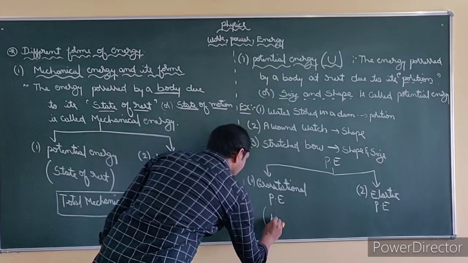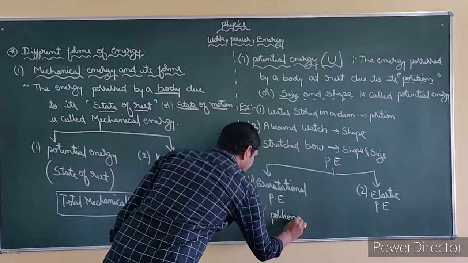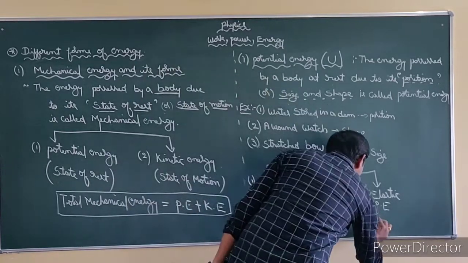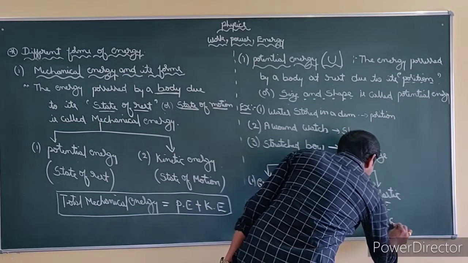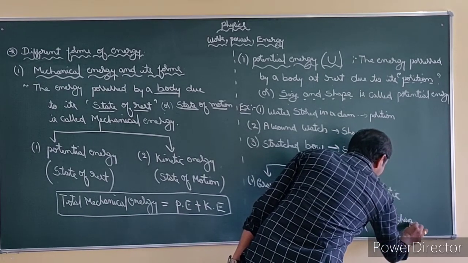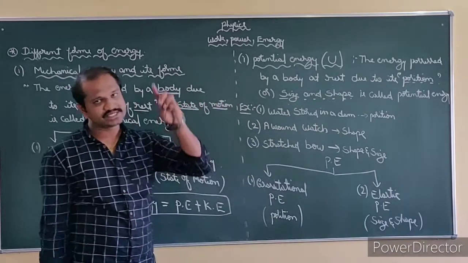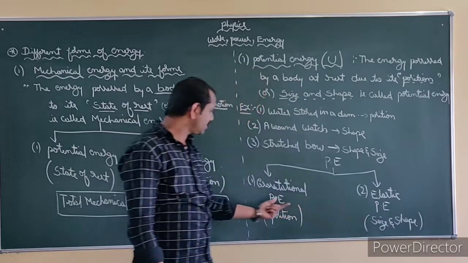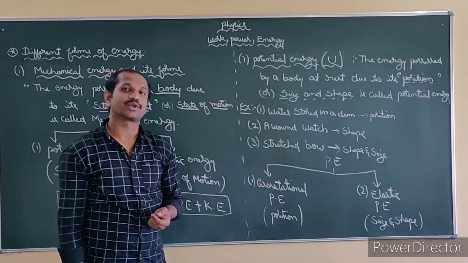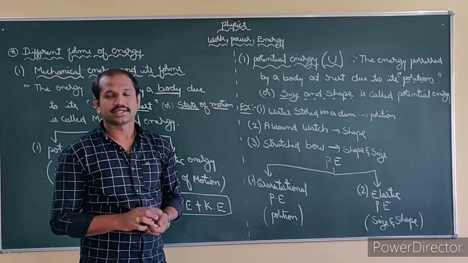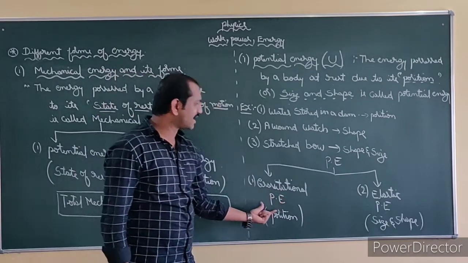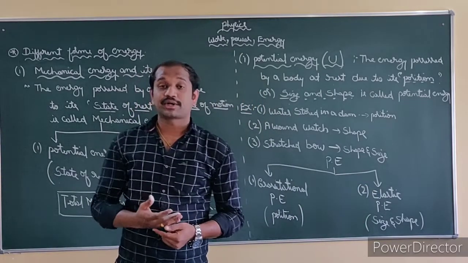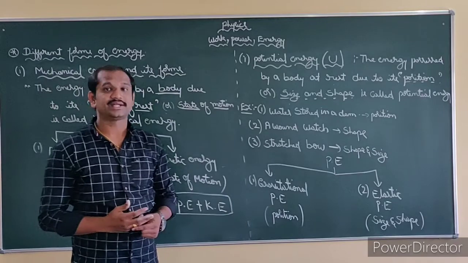Okay. So what about elastic potential energy? Change in its size and shape. Understand? It is at rest, no doubt. If there is a change in size and shape, it comes under elastic potential energy. If there is a change in its position, it comes under gravitational potential energy. Now, let us go into detail. And very important, there is a derivation we need to derive for potential energy.